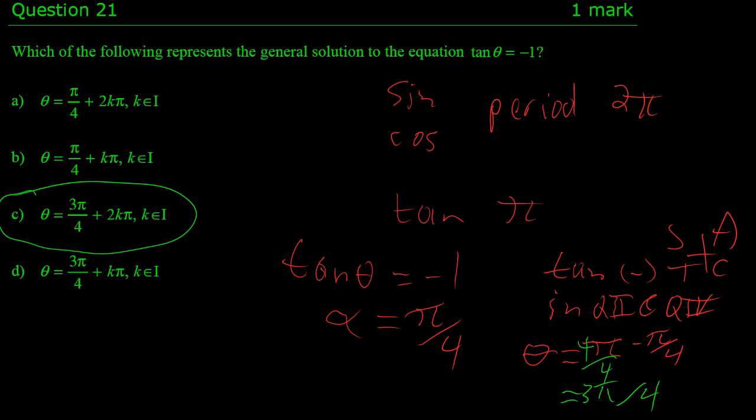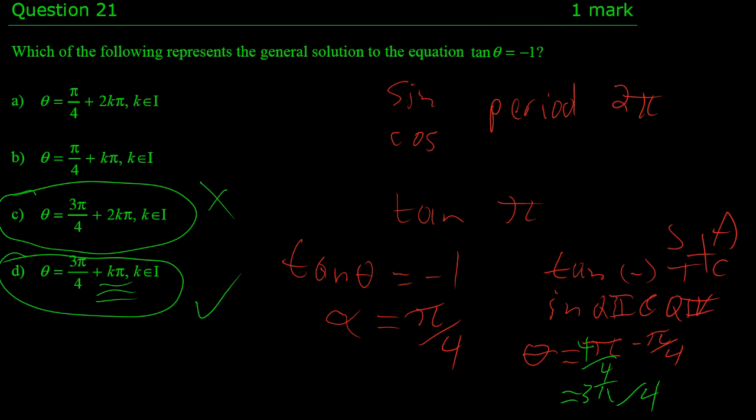Pi over 4 is in quadrant 1 where tan is positive, so we really could have thrown that away quickly as well. Wrong. Oops, sorry about that. Wrong. I'm not reading this. This is the correct answer with the K.